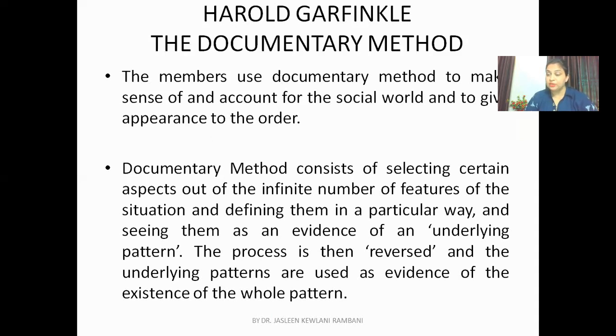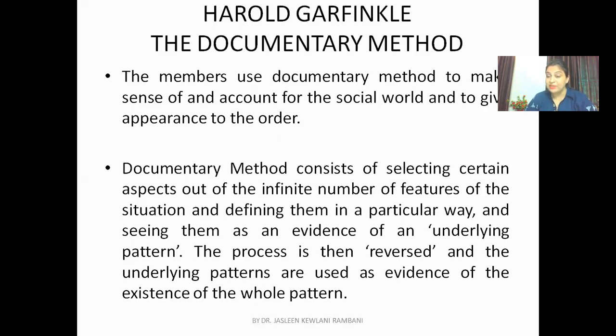Now we have understood that social order exists because members use particular ways to make it believed that order exists, to account for its existence, and to explain and describe how that order exists, right? Then Garfinkel says that all this is done with the help of the documentary method.